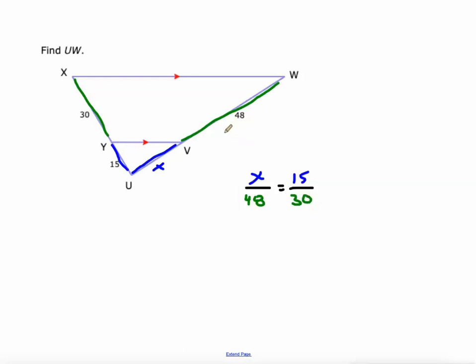And again, I can see this similar idea here. This time it's backwards from what it was before. This time 15 is half of 30, so kind of divided by 2. And that's going to work here, where we can divide by 2 on this one and figure out that x is 24. But again, we don't want to know what x is. We want to know what UW is. UW is going to be equal to UV, which we just found to be 24, plus VW, which is 48. So those together make the entire length, which is 72.